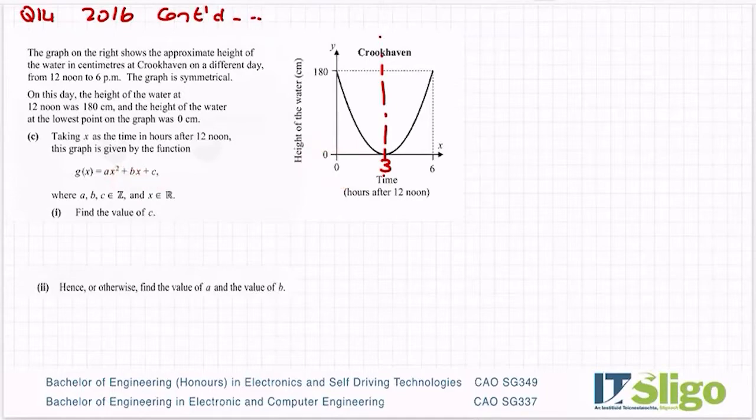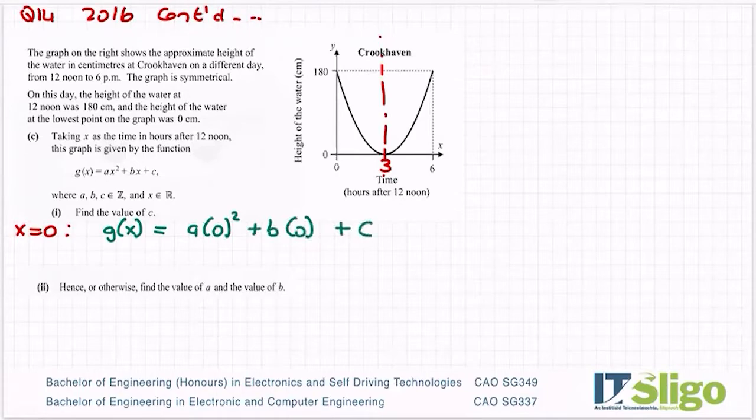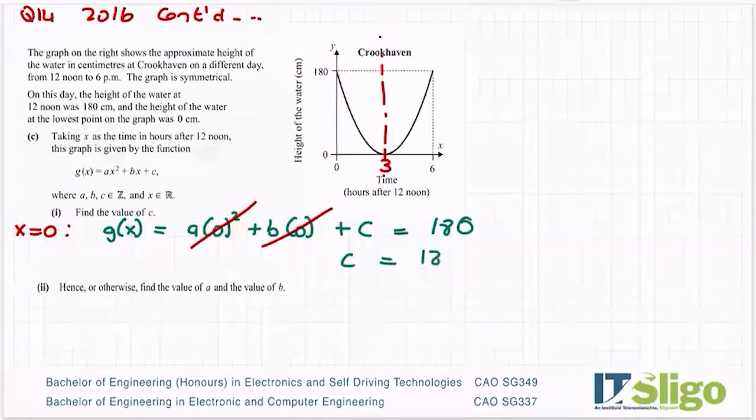Okay, so let's sub in for when x is 0. Then I get g of x is equal to a times 0 squared plus b times 0 plus c. And what value was g of x when x was 0? Go up until you hit your graph, and you can see it was 180. Okay, so this cancels. This cancels. So therefore you're left with c being equal to 180.